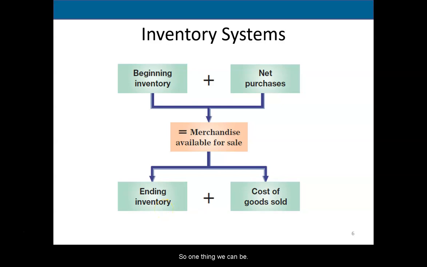So one thing we need to understand is that when we're talking about merchandise available for sale, at the end of the period, it's going to get bifurcated or divided into two situations. That which stays on the balance sheet, ending inventory, and that which is going to the income statement, cost of goods sold, which, as we just pointed out a few moments ago, is a critical aspect of determining what my gross profit is in terms of selling these items.